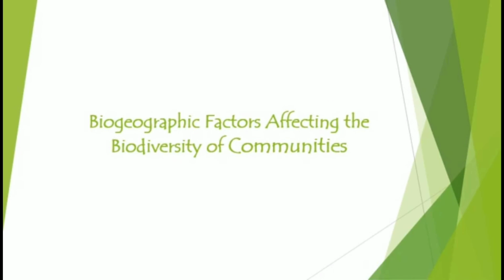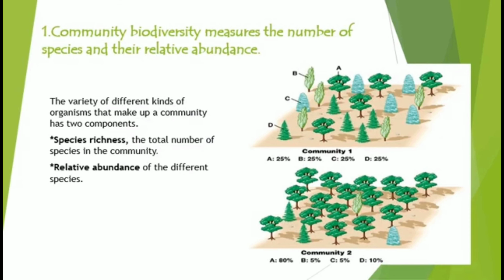Biogeographic factors affecting the biodiversity of communities. Number one, community biodiversity measures the number of species and their relative abundance. The variety of different kinds of organisms that make up a community has two components: species richness, the total number of species in the community, and relative abundance of the different species. So species richness may be equal but relative abundance may be different.